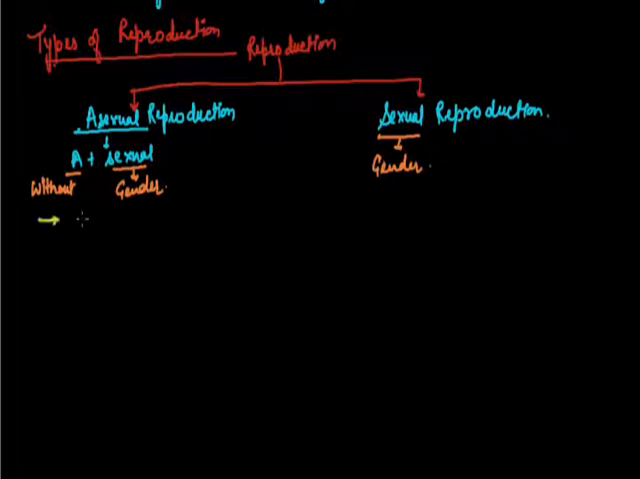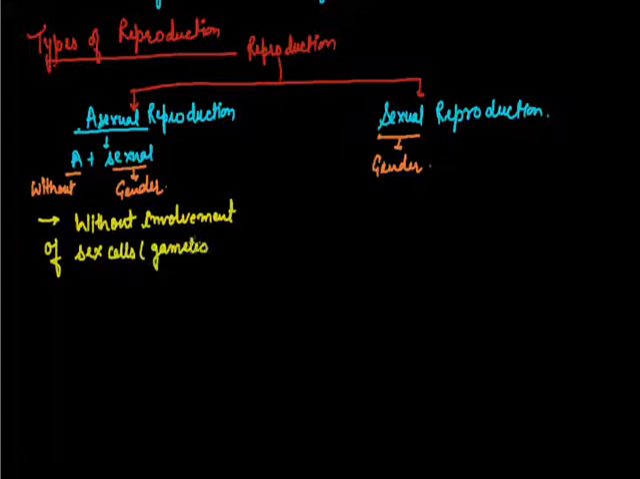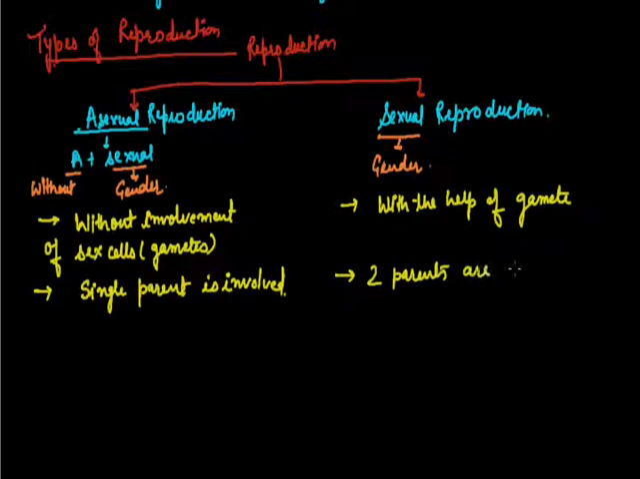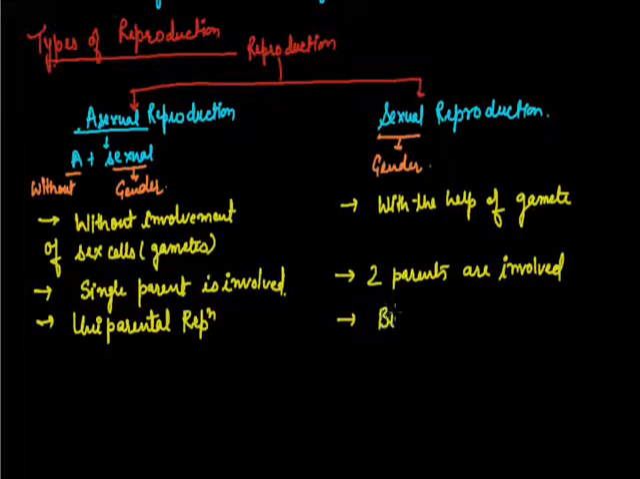So I can write the comparison like this. This one is done without involvement of sex cells or gametes, while this one is always done with the help of gametes. In this kind of reproduction, only one parent is involved, so it's also known as uniparental reproduction. While here, at least two parents are involved. Because of the involvement of a single parent, it's known as uniparental reproduction. Well, this kind of reproduction is known as biparental reproduction.